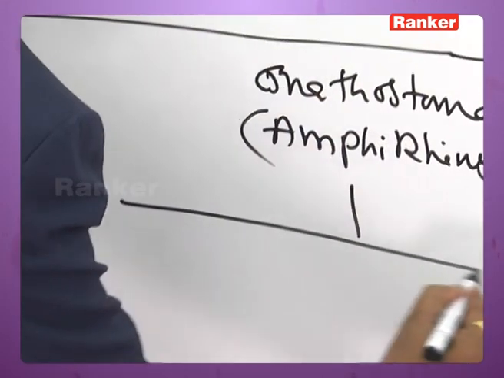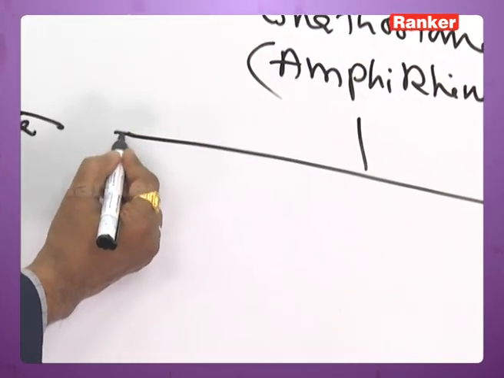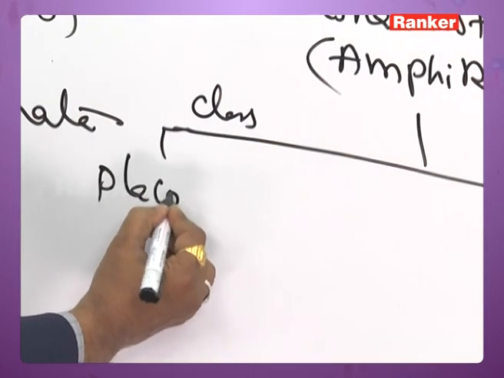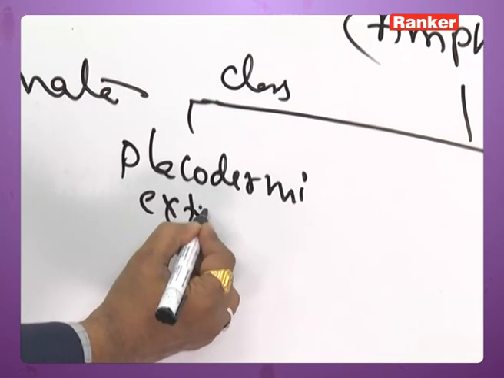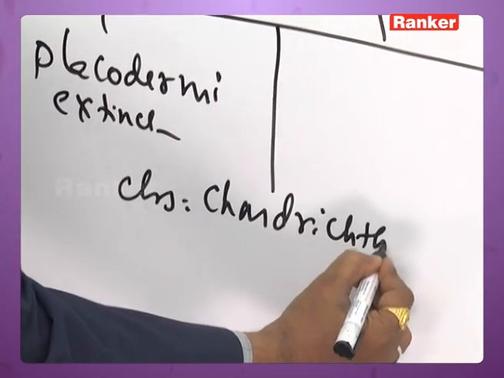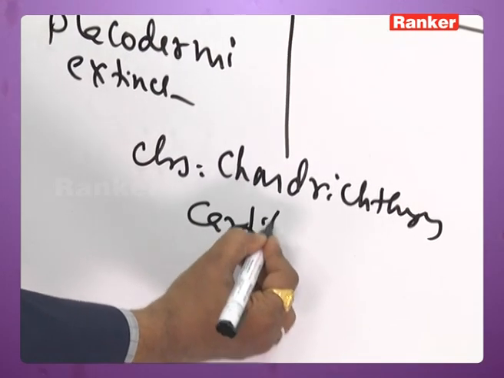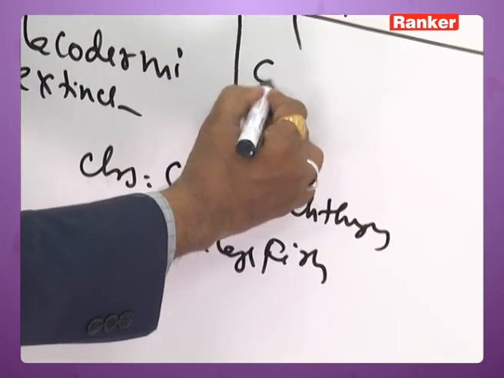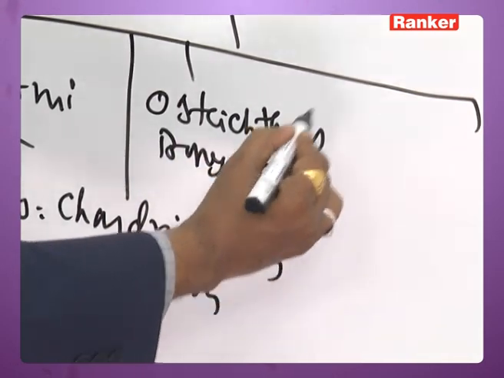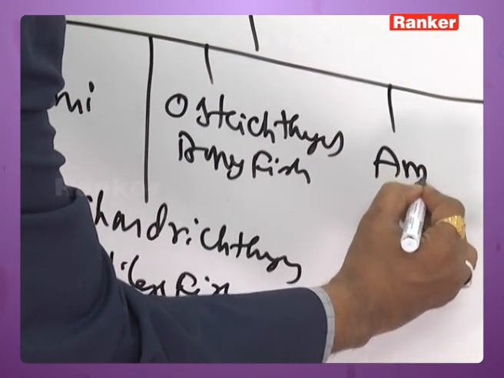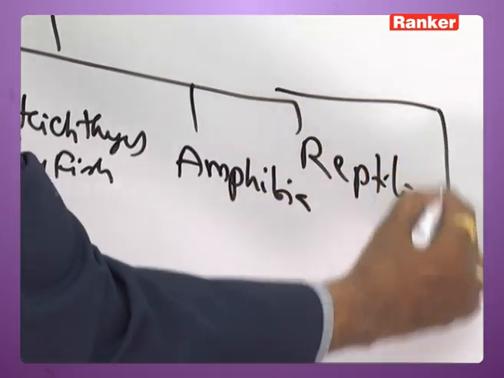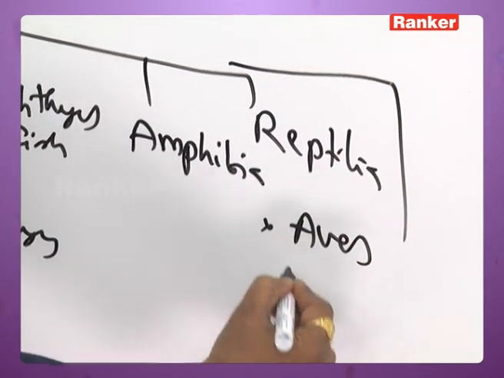Now, Gnathostomata is divided into class Placodermi. These are extinct fish. Class Chondrichthyes. It includes cartilage fish. Class Osteichthyes. It includes bony fish. Class Amphibia. Class Reptilia. Class Aves and class Mammalia.